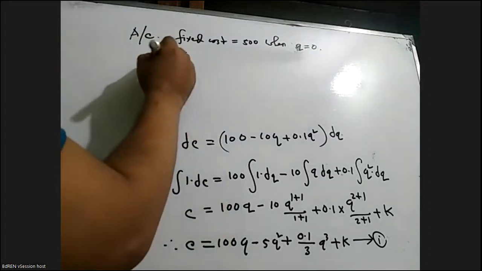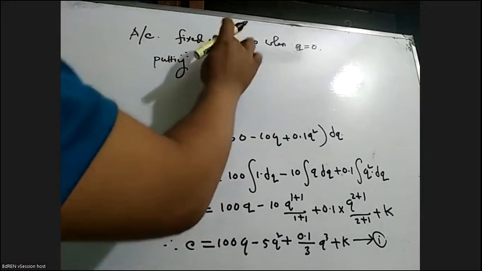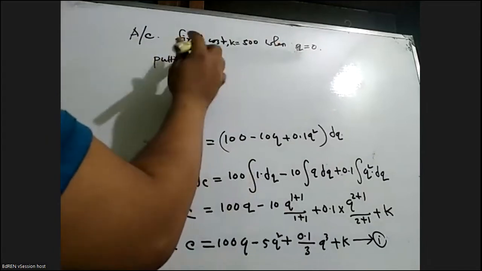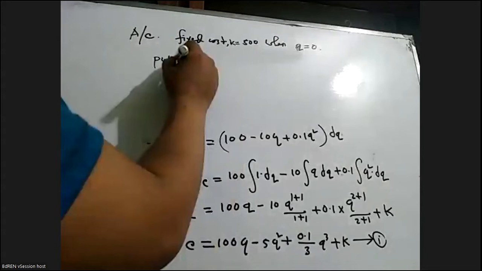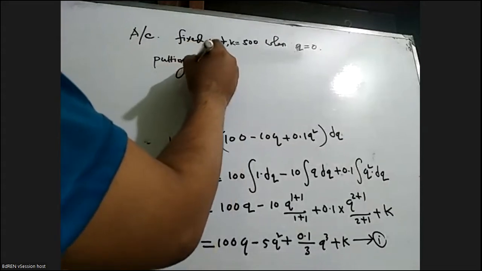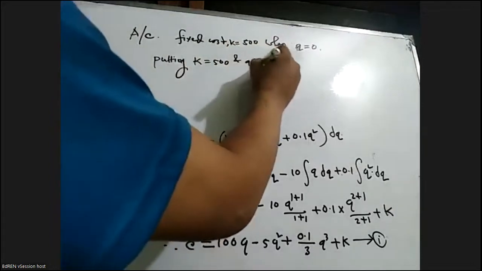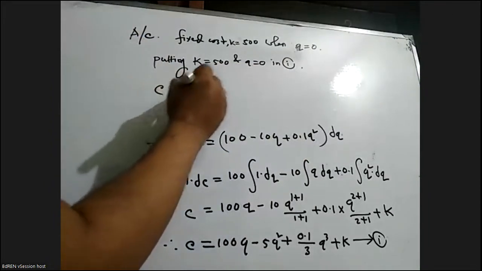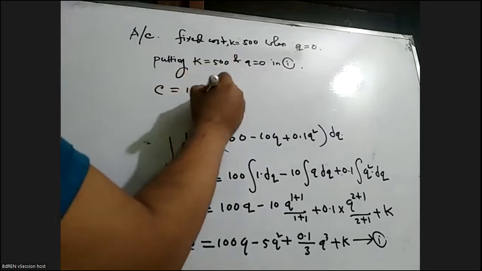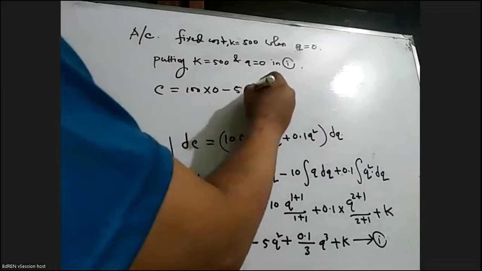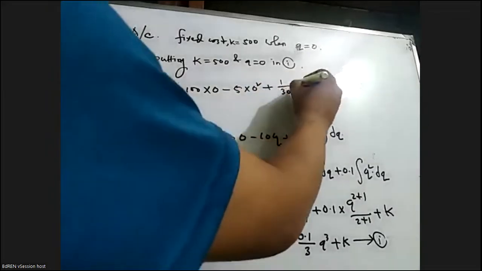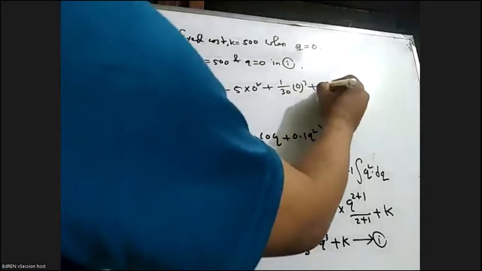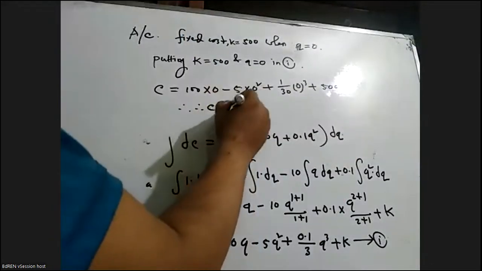Putting fixed cost k equals 500 and q equals 0 in equation 1, we get c equals 100 multiplied by 0 minus 5 multiplied by 0 squared plus 1 by 30 into 0 cubed plus k. Therefore, k equals 500. Therefore, c equals easily 500.